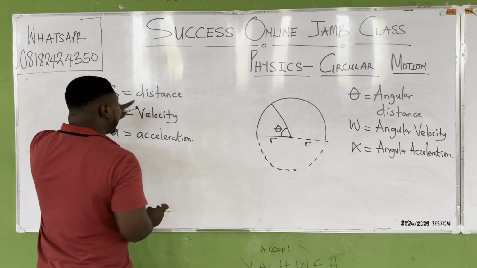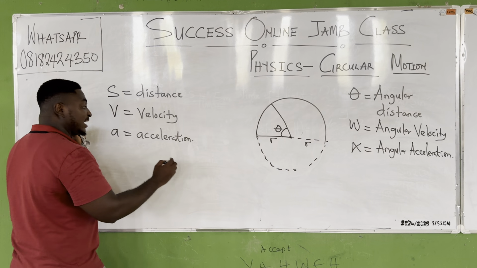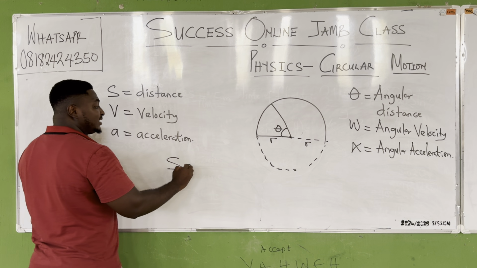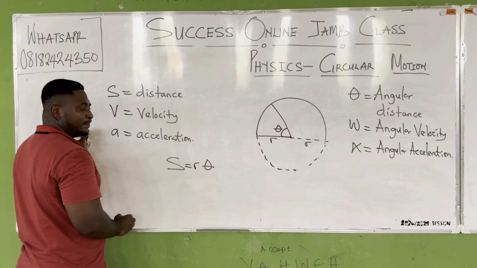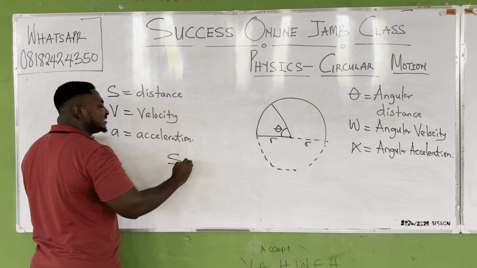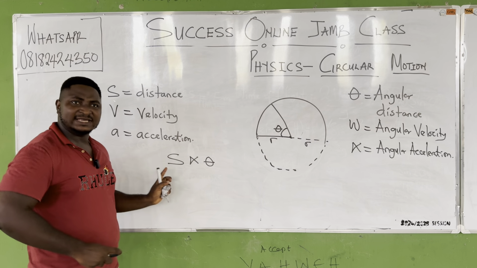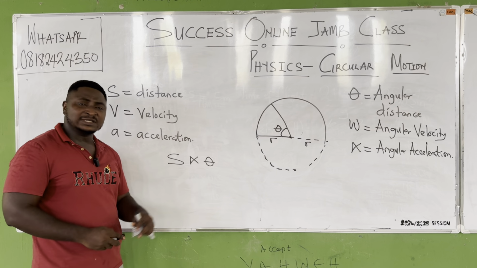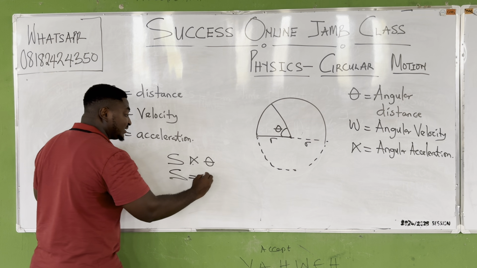Now, I'm going to link the linear distance to the angular distance. The linear distance S is equal to the radius times the angular distance, theta, because the linear distance S is directly proportional to the angular distance, theta. So that when a constant comes in, we have S equals R theta.